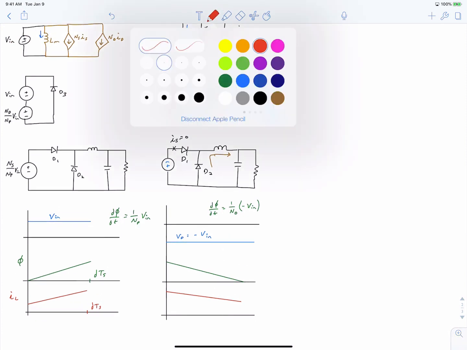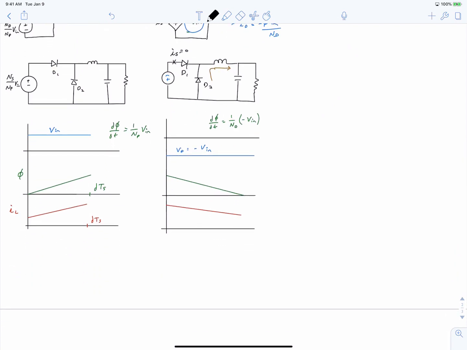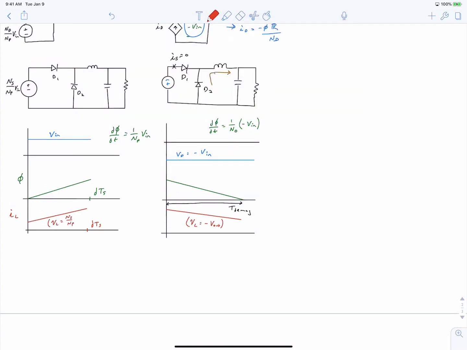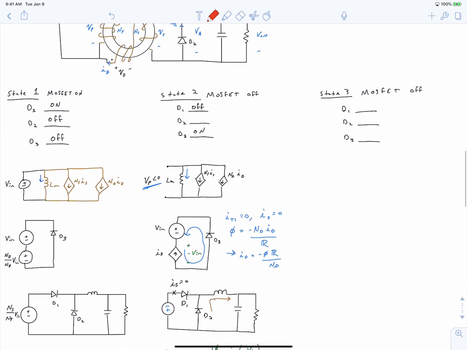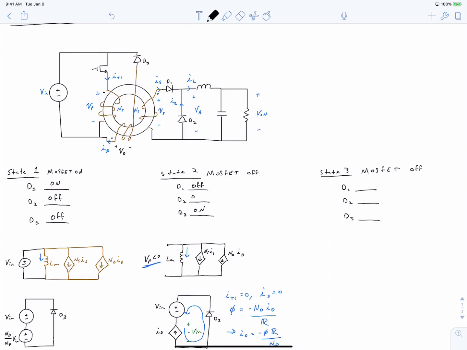The total time that this interval lasts is called the demagnetizing time. That's the time it takes for our flux to decay down to 0 Webers. And I'm adding expressions for the voltage across our inductor down below, just to help illustrate what is going on. Okay, in conclusion, we can add that diode D2 is turned on because it's required to provide a path for the current of the inductor in our output stage.